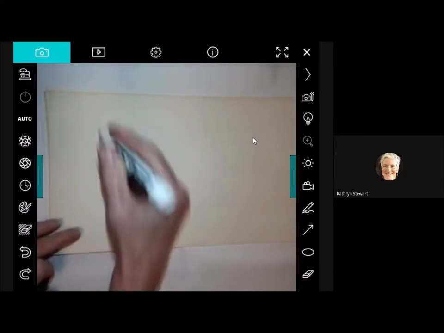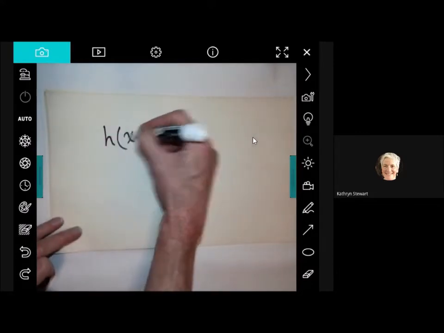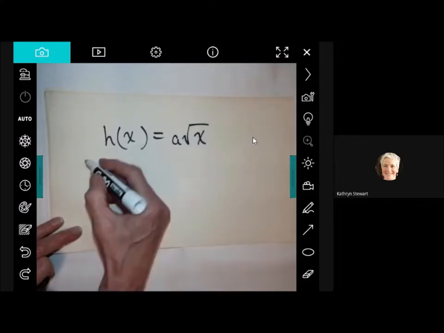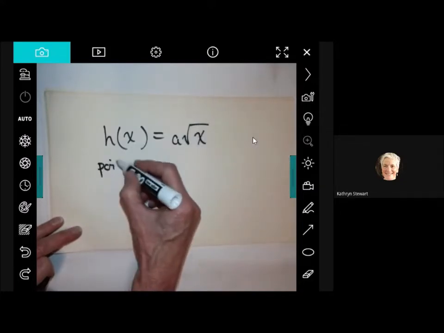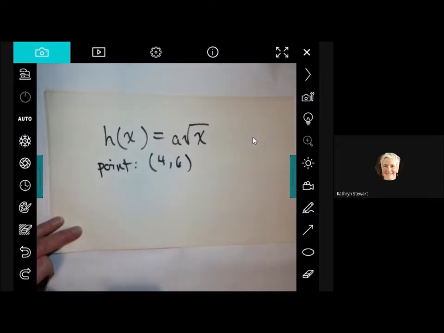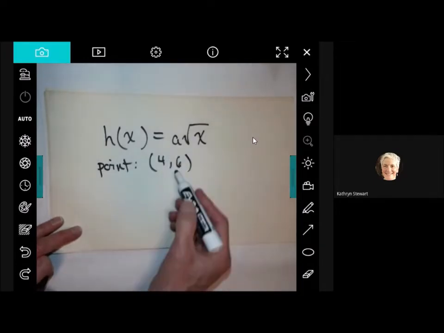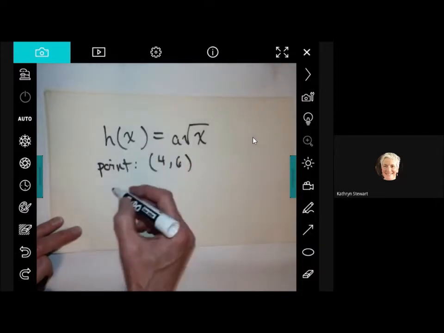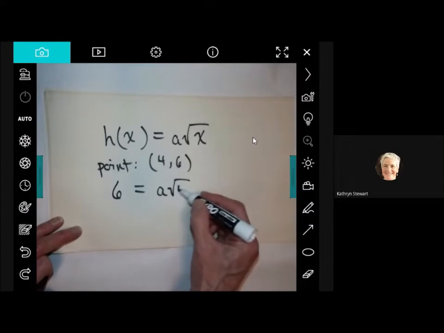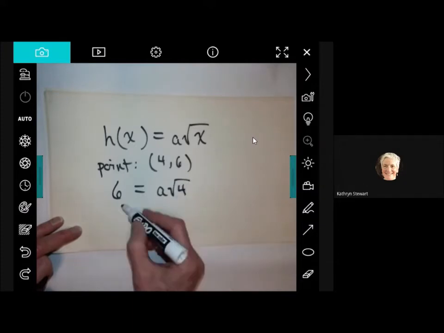We could have also done that just with another point. I think, let's see, another point that we saw on h was, wasn't it 4, 6? When x was 4, y was 6? Yeah, so let's see if that works here. So my 6 is my y, or my h of x. A is what I'm looking for, square root of 4. Square root of 4 is 2.